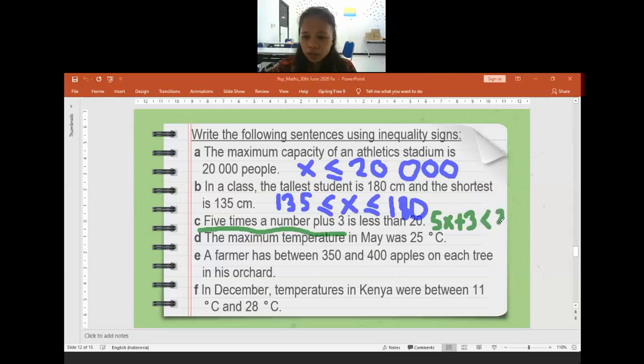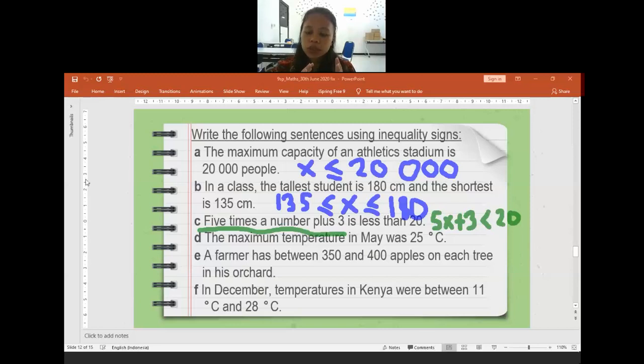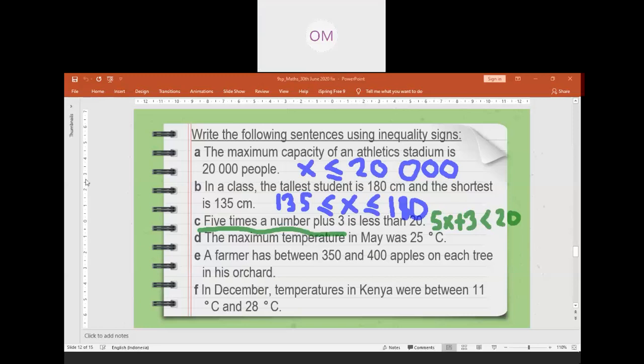The number is 20. Has anyone got confused? Which one is confusing you? No, we don't have to simplify. Read the question: write down the following sentence using inequality. So we just have to write the inequality. It's not saying to simplify, so we don't have to do it. We just have to write the inequality and then we're done. No need to solve it. Is there anyone confused for question C?